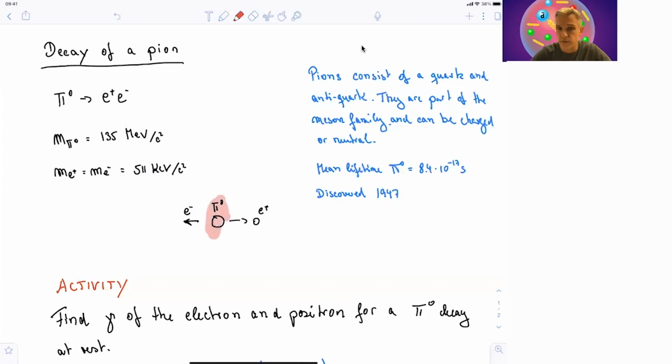And so the challenge for you now is to find the gamma factor of the electron or the positron, and with that, the velocity of those particles in the decay of a pion at rest. So again, as usual, stop the video and try to work this out.